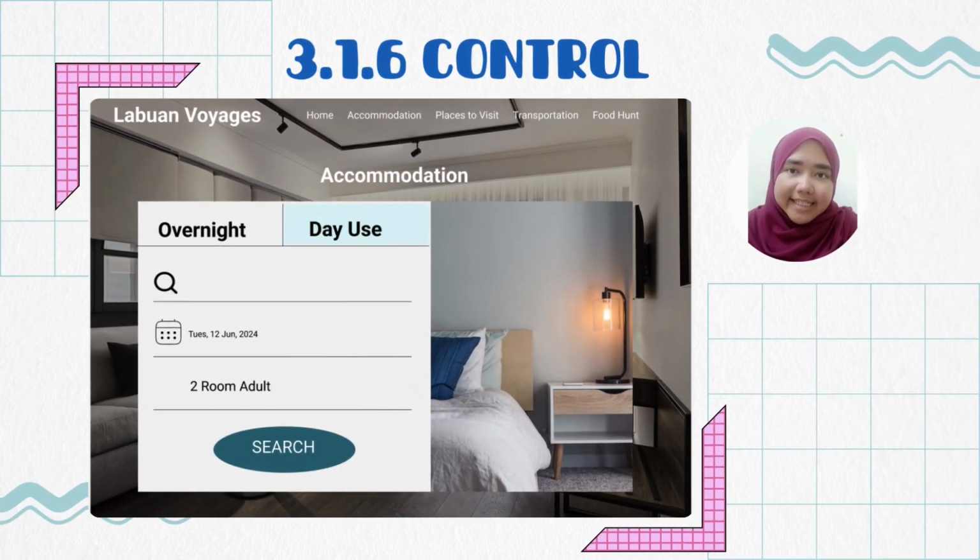The accommodation section on the Labuan Voyage website lets users search for both extended and daytime stays. Users can narrow down their search by selecting check-in dates and specifying the number of rooms and adults. The design is user-friendly with easy-to-use tabs and input fields, making it simple to find the right accommodation.